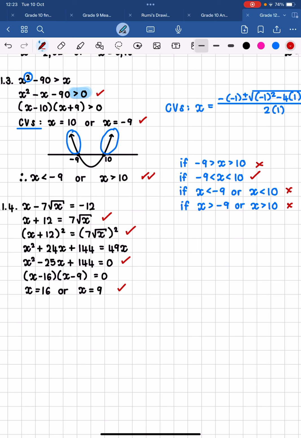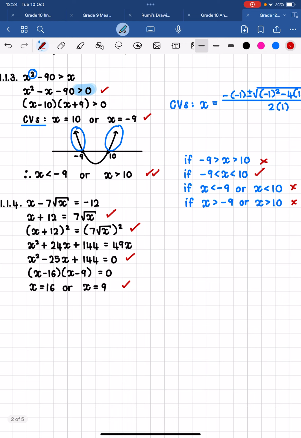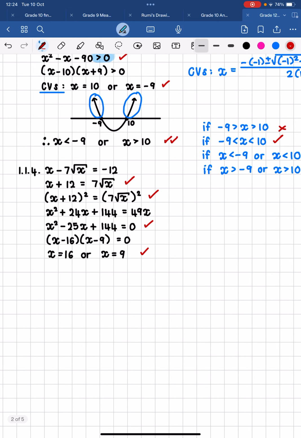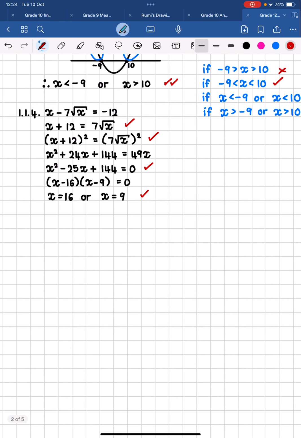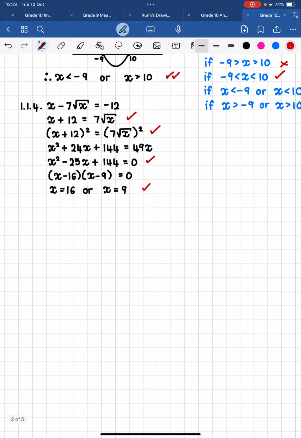All right, guys, so we have 9 marks in total so far. That's what the total is out of so far. So maybe you lost 1 or 2 here, but hopefully we're still on the right track there. Okay, the next question, 1.1.4.